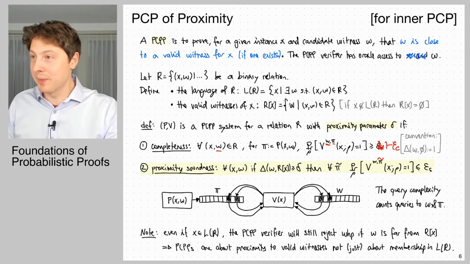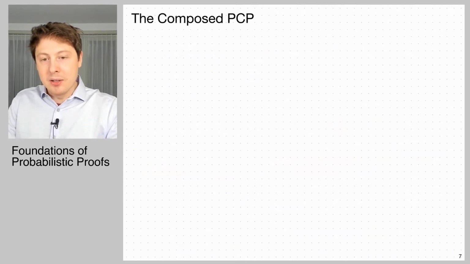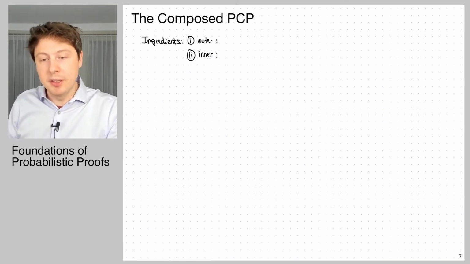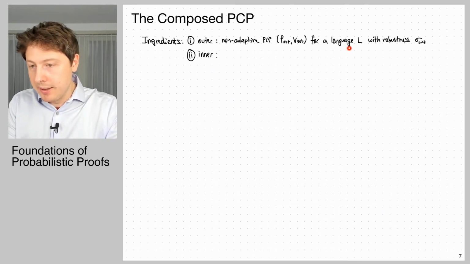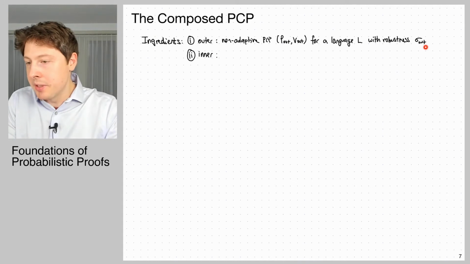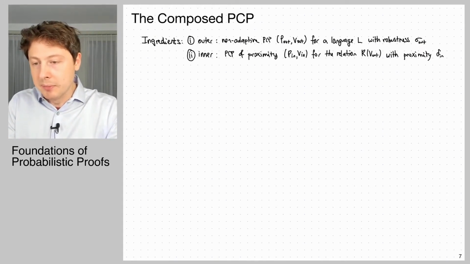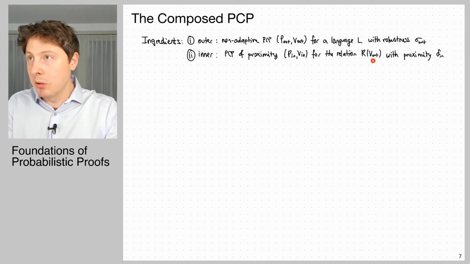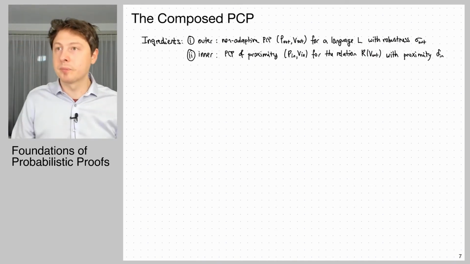Okay, so if everybody's clear about what a robust PCP and a PCP of proximity are, now we can prove composition. So now we can refine our ingredients. We're still going to have an outer and inner, but now we're going to have a non-adaptive PCP for the target language with a certain robustness, let's call it sigma out. And then we're going to have a PCP of proximity for specifically the relation given by the accepting local views of the outer verifier, with some proximity parameter delta in, okay?